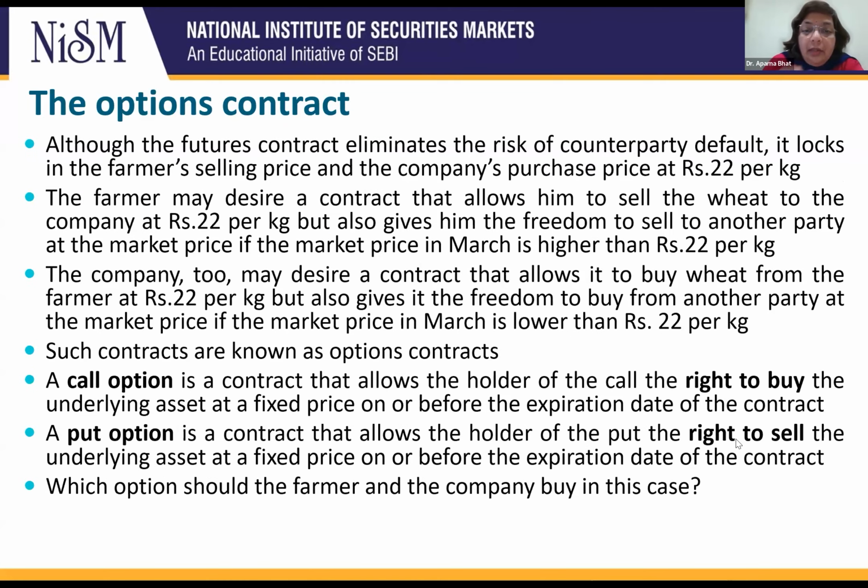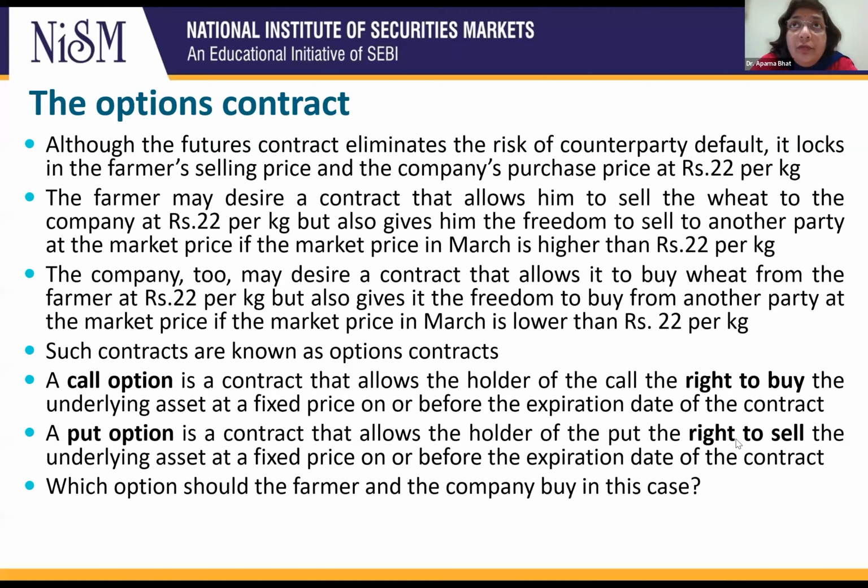Now we come to the third derivative, which is known as the options contract. So what was another problem with the futures contract or the forward contract? Although the futures contract eliminates the risk of counterparty default, it locks in the farmer's selling price and the company's purchase price at 22 rupees per kilo. So the problem here is that both farmer and company are obliged to sell and buy at 22 rupees per kilo.